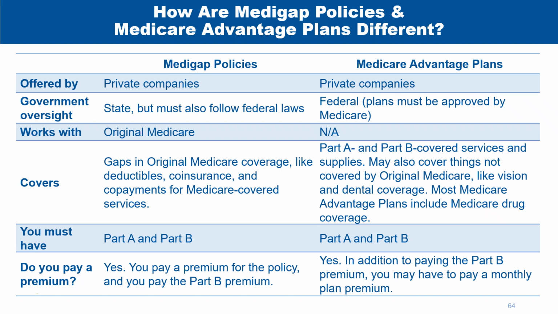How are Medigap policies and Medicare Advantage plans different? Both are run by private companies. Medigap is state regulated, Medicare Advantage is federal. Medigap works with original Medicare. It does not work with Medicare Advantage plans. Medigap fills gaps in original Medicare coverage, like deductibles, coinsurance, and copayments for Medicare covered services. With Medicare Advantage, you get Part A and Part B covered services and supplies, and it may also cover things not covered by original Medicare, like vision, dental, hearing, and fitness benefits. Most Medicare Advantage plans include Medicare drug coverage. You must have both Parts A and B to enroll into both, and you have a premium for both.